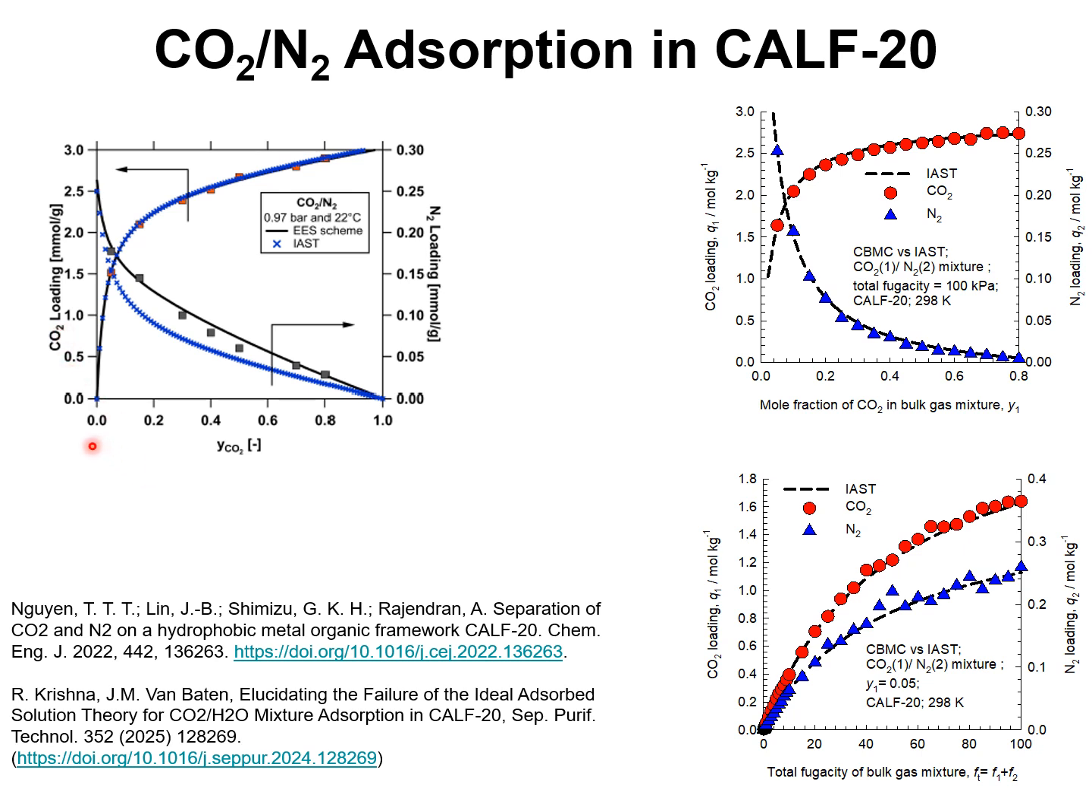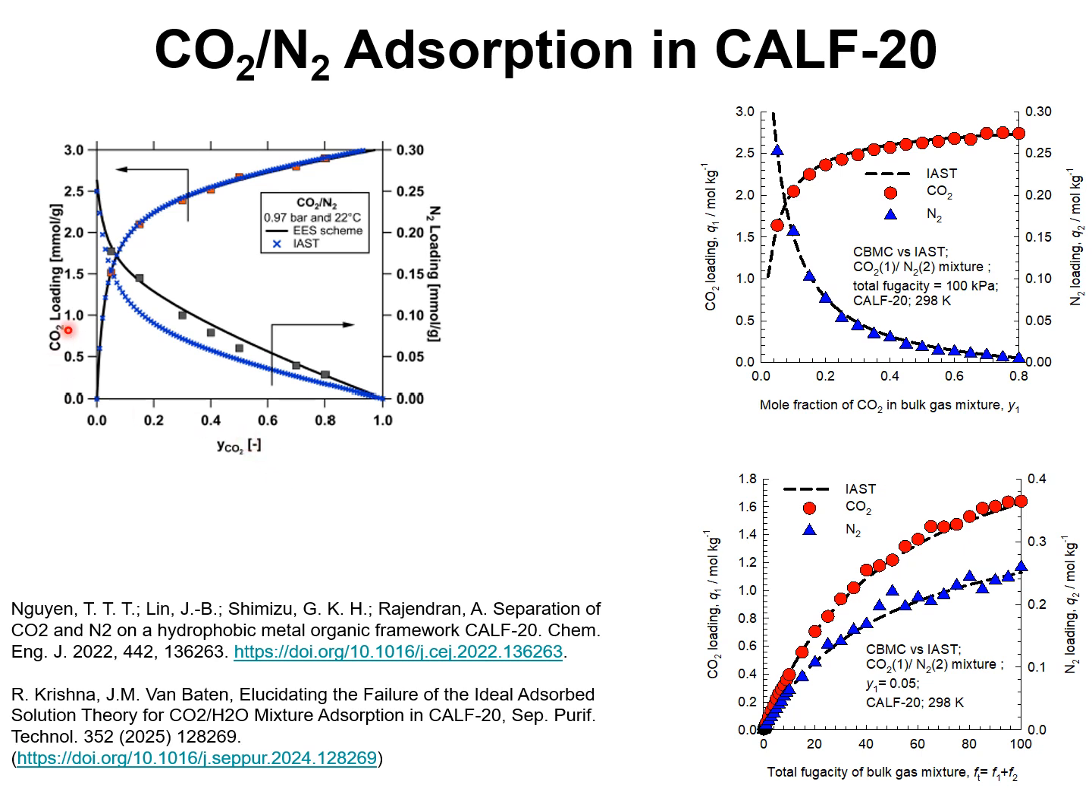And the experiments were carried out at a total pressure of 97 kilopascals and a temperature of 295 Kelvin. The IAST estimates of CO2 loading and nitrogen loading are shown by the blue crosses. We note here that there is a slight deviation between the IAST estimations for nitrogen loadings as compared to the experimental values.